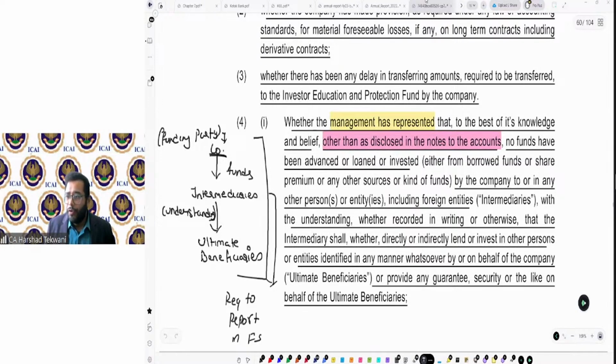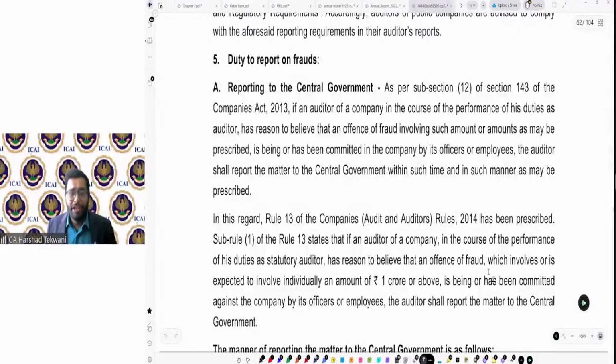Section 143(12) of the Companies Act requires the auditor to report where the auditor has a reason to believe that an offense of fraud involving an amount as prescribed has been committed in the company by its officers or employees. Then the auditor is required to report the matter to the central government as may be prescribed. So section 143(12) of the Companies Act is with respect to reporting of a fraud.